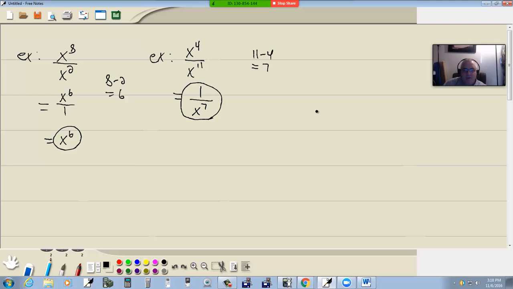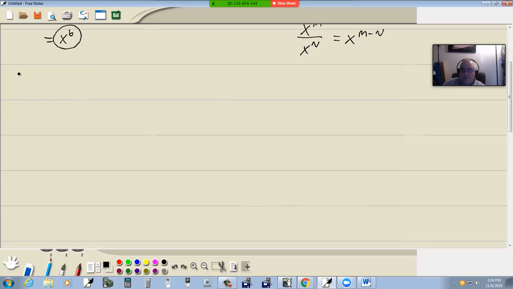Now there's actually a property for that. I don't really like the property. It says if you've got x to a power over x to a power, you rewrite that as x to the m minus n. It's not a bad property, but the method I just taught you for handling this is much easier, because you avoid negative exponents.